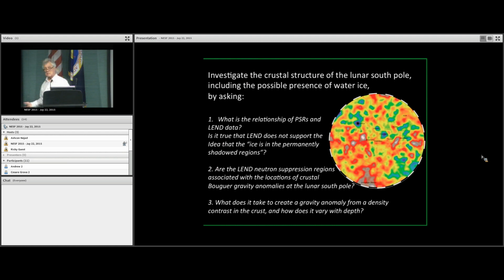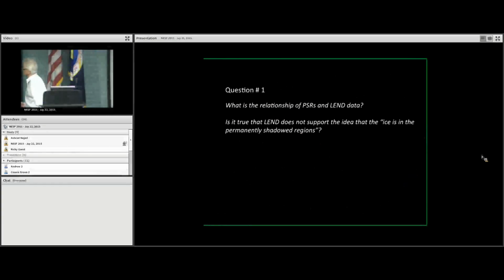We'll look at whether the LEND data have any connection, at least visually, with the gravity field. We'll try to put that to bed. And then finally to ask, well, what does it take to create gravity anomalies in the surface that we actually see associated possibly with water or anything else for that matter? Okay. So the first question is, what's the relationship of PSRs and LEND? We've been through this before, but let's go through it again.